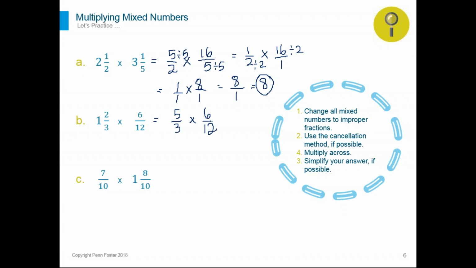So we're going to do the elimination or the cancellation. I see 6 and 12. I am able to divide over 6 and divide over 6, and rewrite the problem: 5 over 3 times 1 over 2. Do I have anything else to eliminate? 5 and 3, nothing common. 5 and 2, nothing. 1 and 3, nothing common. 1 and 2, nothing. I am ready to go ahead and multiply across. 5 times 1 is 5. 3 times 2 is 6. This is a proper fraction, nothing common, so this is our answer, 5 over 6.